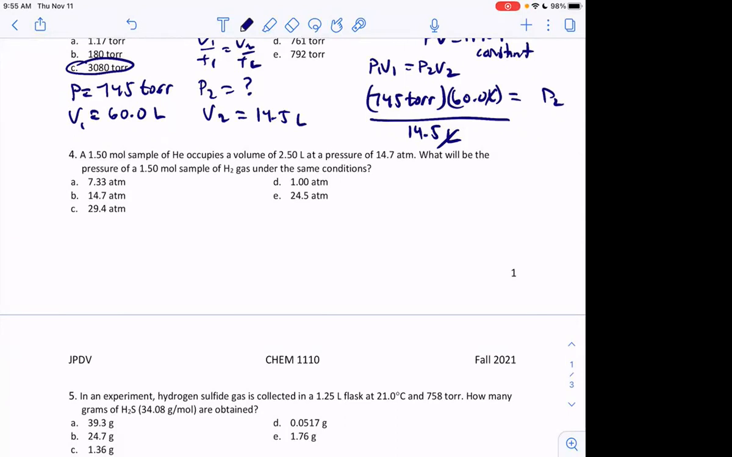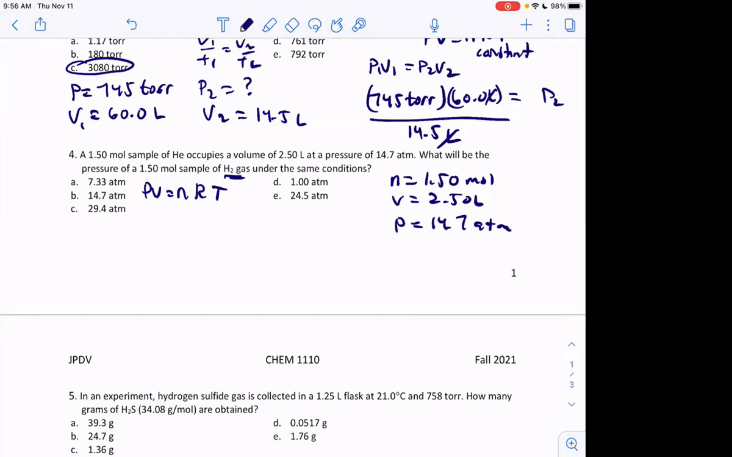Okay, so we're just asked to basically compare it. We've got hydrogen gas. The identity of the gas is irrelevant because the ideal gas equation doesn't care whether it's hydrogen or helium. Same conditions. So it's just a word problem that makes you think a little bit, but you still have a 1.5 mole sample. So n is 1.50 moles. Of course, I'm going to write PV equals nRT here. Same conditions, so volume is equal to 2.50 liters and pressure is equal to 14.7 atmospheres.